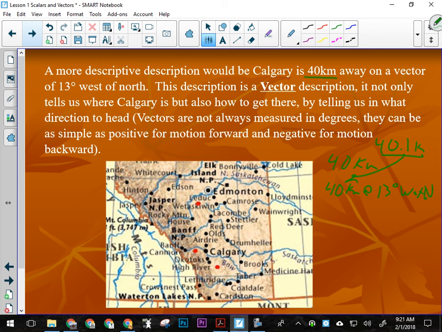This one's more descriptive. The 40.1 is more accurate than 40. So accuracy is based on how you measure something, not how much information you give. A vector quantity could be less accurate than a scalar quantity depending on how it was measured. So vector quantities are not always more accurate.